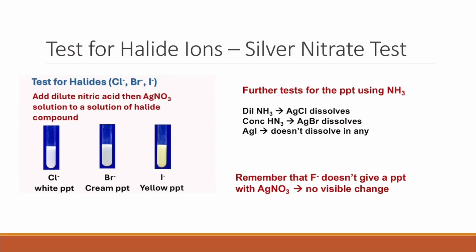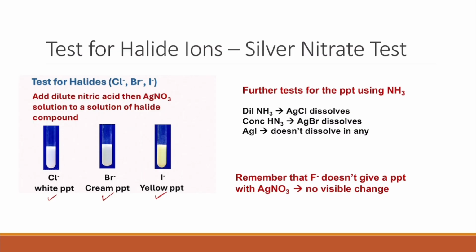If there is any carbonate, it will react to give you carbon dioxide and water. So you add the acid and then you add silver nitrate. Fluoride will not give you any precipitate, so there is no visible change. You're not going to see anything. In case of chloride, you will see a white precipitate. In case of bromide, there will be a cream precipitate. In case of iodide, there will be a yellow precipitate.